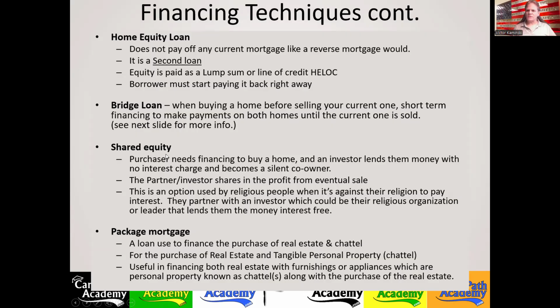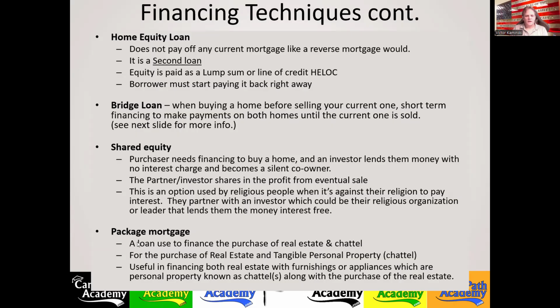Shared equity mortgage, that's where the purchaser needs financing to buy a home. An investor lends them money with no interest charge and becomes a silent co-owner. The partner investor shares in the profits from the eventual sale of the house or property. This is an option used by religious people for whom it's against their religion to pay interest. The partner with the investor could be the religious organization itself or its leaders, and they could lend the money interest-free. So this is the way it usually works in some of those religions, where they're getting the money from their religious organization or leaders, or maybe even private investors of other sorts.